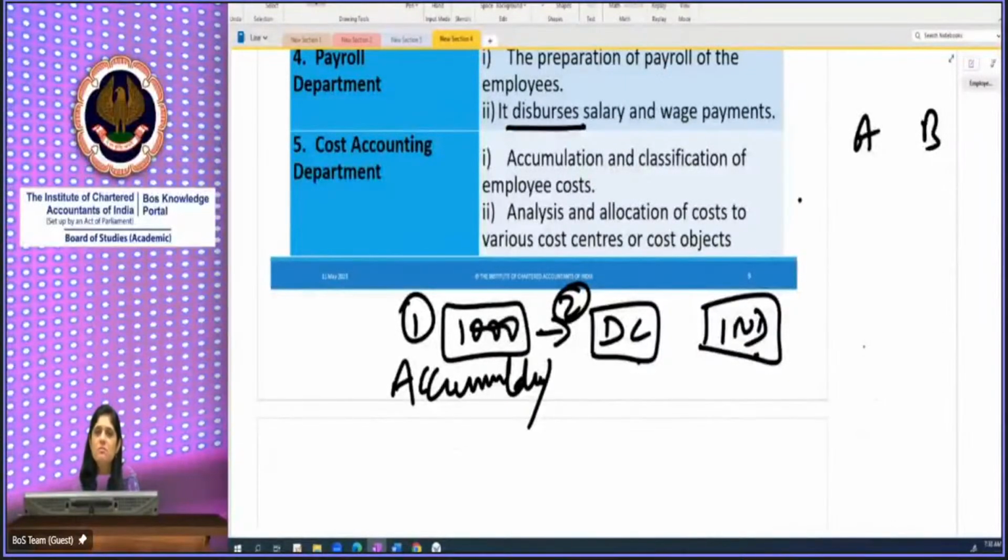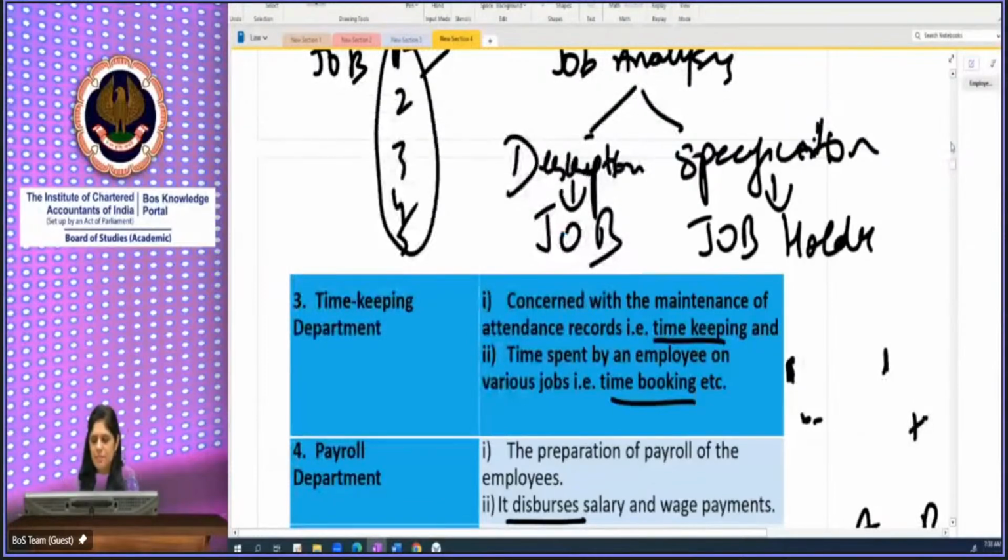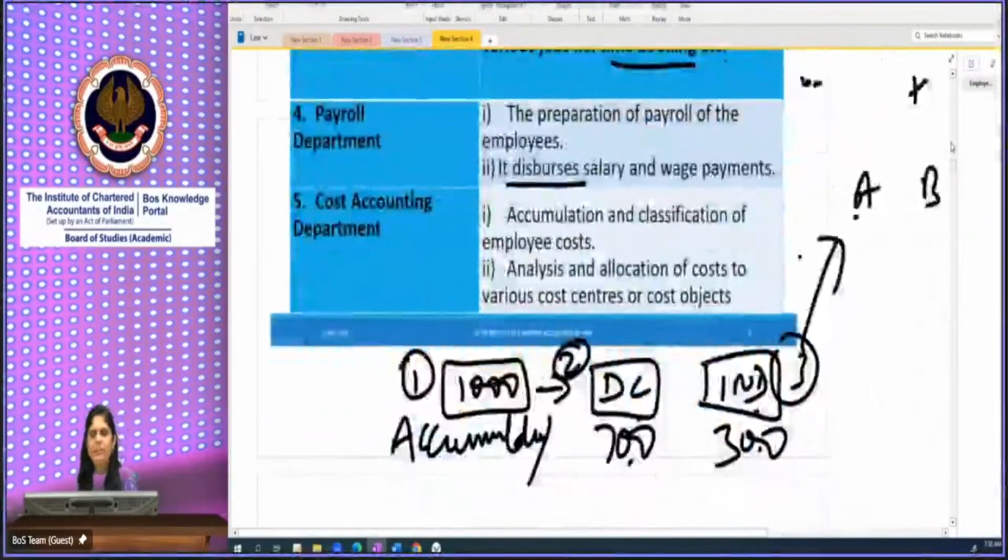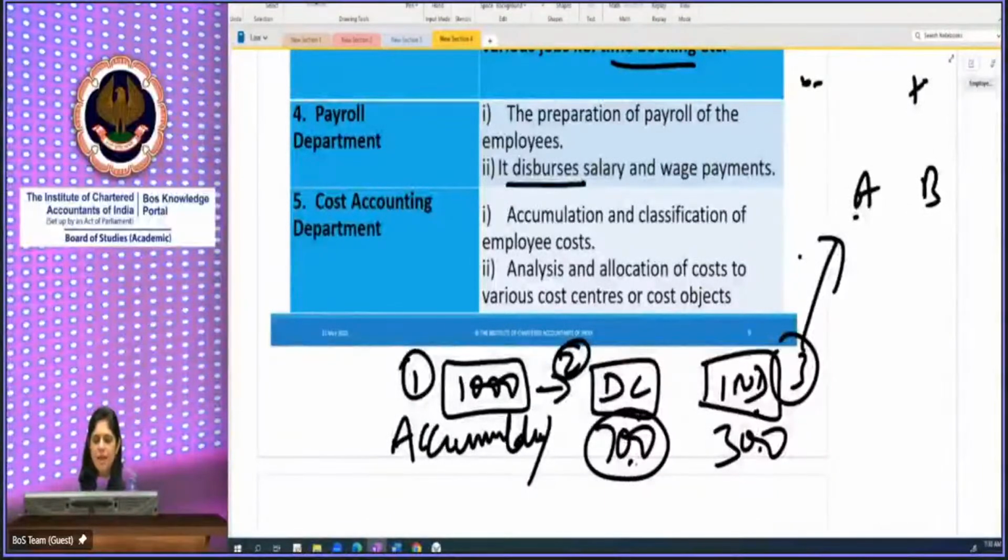Out of 1,000, how much belongs to direct labor, or how much is paid to direct workers who are actually working on the product? Let us say 700 is paid to direct workers and 300 is for the indirect workers. So it is classification. Classification means category, direct cost and indirect cost. And then the third part is that we allocate it to different products or departments. Clear? Now the 700 will go to product A and product B. Direct cost is always allocated.